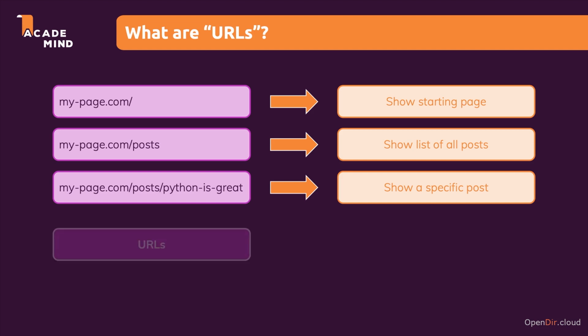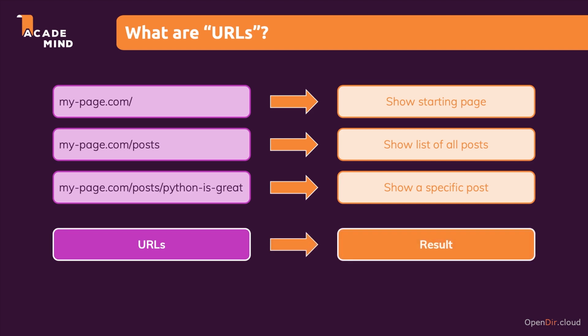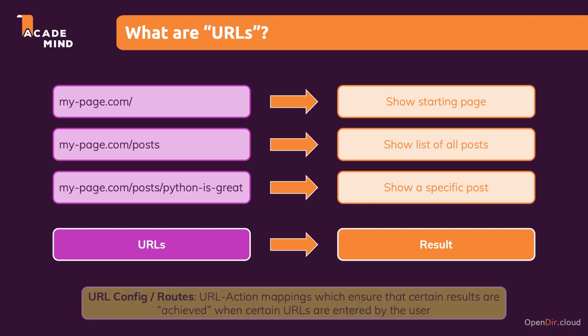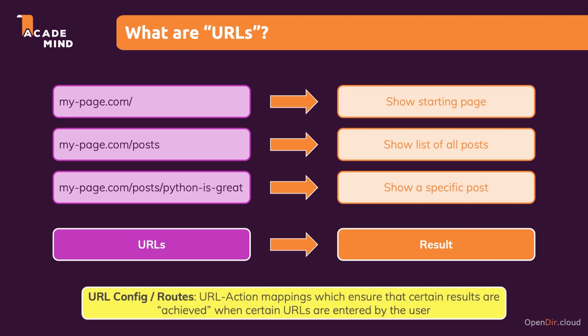So the idea is that we have various URLs which lead to different results, different responses being sent back to the visitors of our website. And that's what this concept called URLs, or routes as it's also often called, is all about. It's about mapping certain actions, certain things that should happen, to certain URLs.